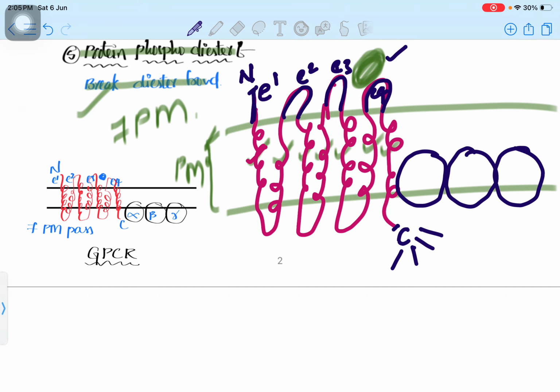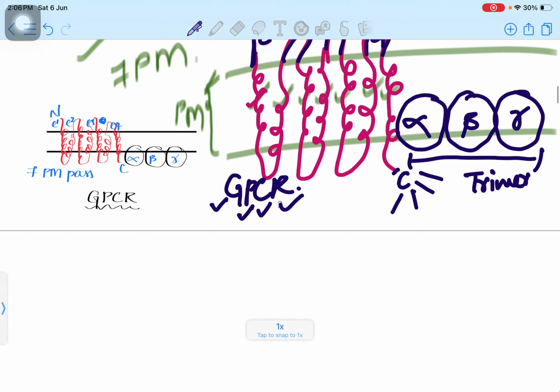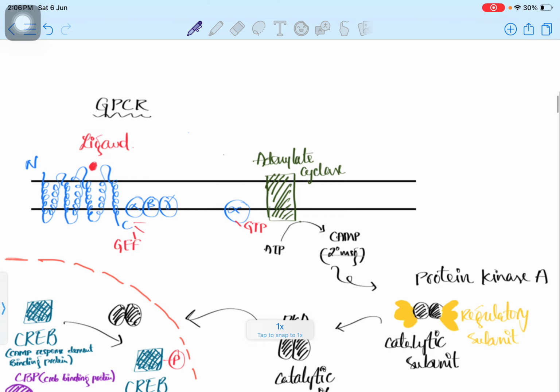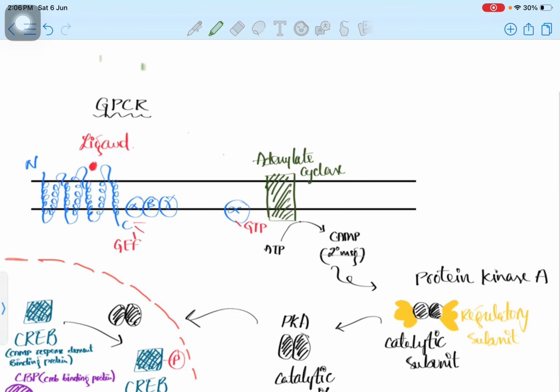Also here the 3 subunits are present, as we already know: alpha, beta and gamma. The 3 subunits are in the trimer condition, and they will be present beside the GPCR receptor. This is what the GPCR receptor is about. GPCR is G protein coupled receptor, we can call it. Okay, this is all about the receptor, how the receptor looks when we are talking specifically about the GPCR only. So let's see what signaling process is happening in the cell.